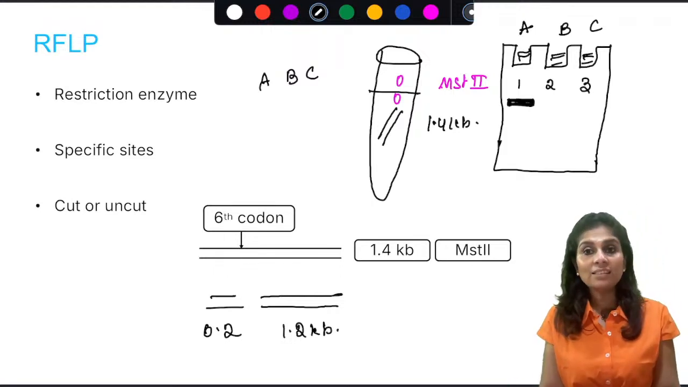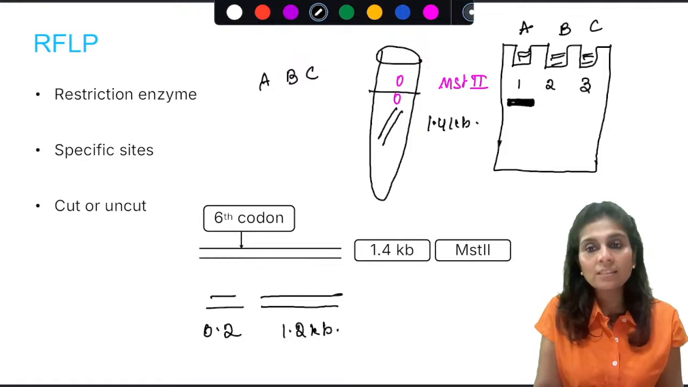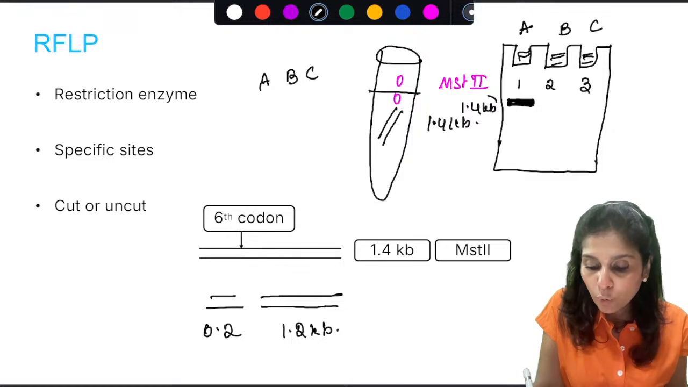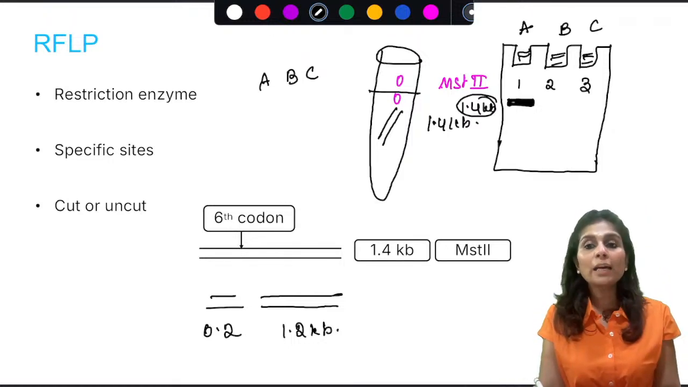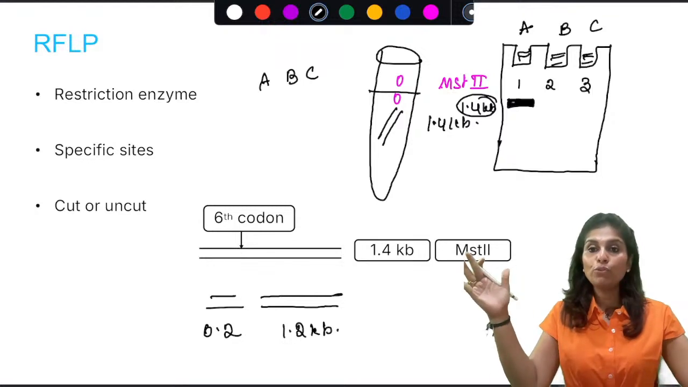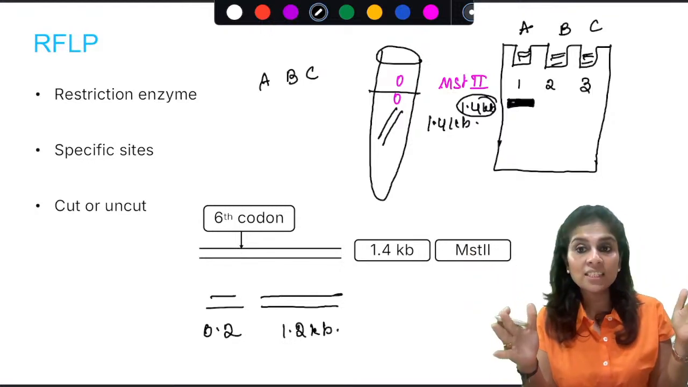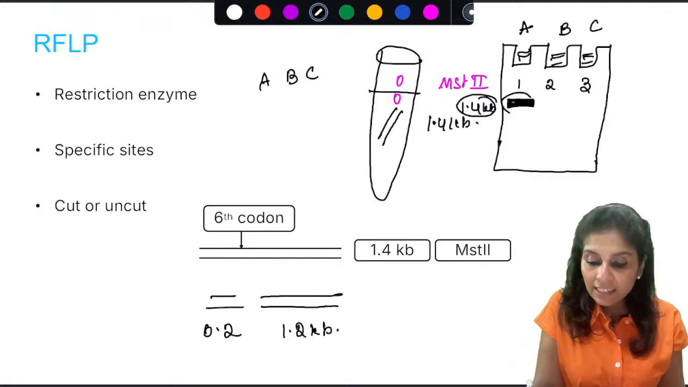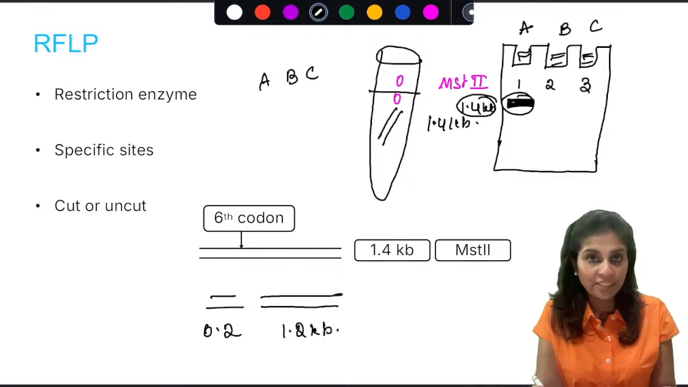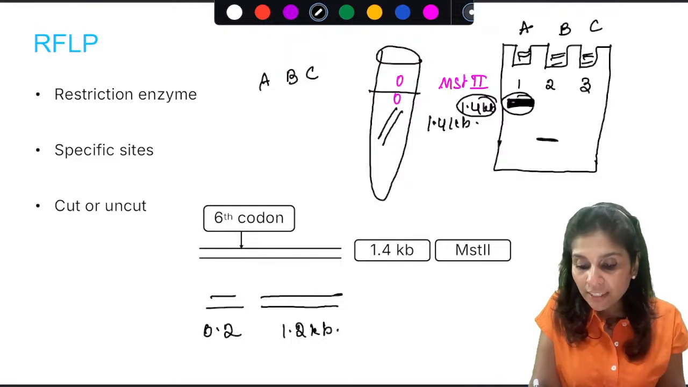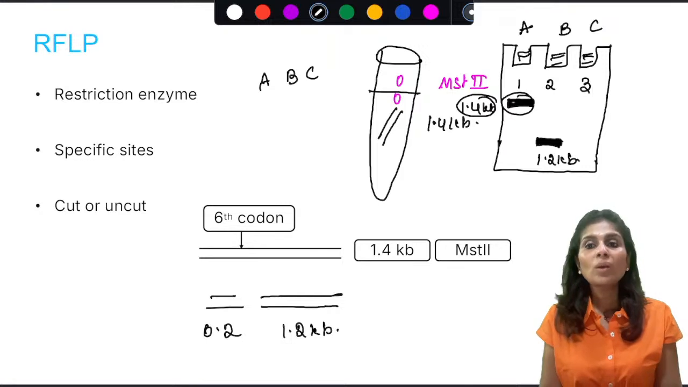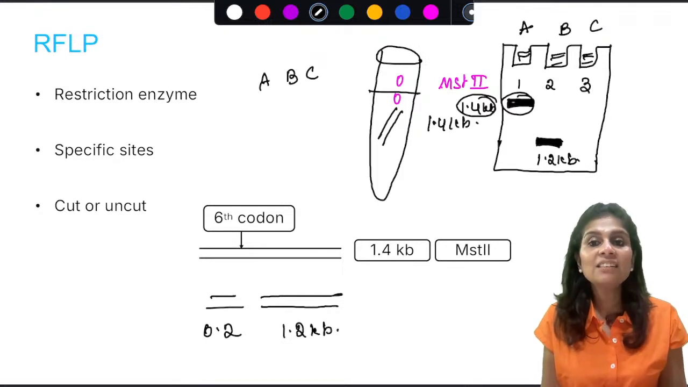Longer fragments cannot move and shorter fragments move faster. And person A's restriction digest moves only till this. I know if a fragment moves till this, the length is 1.4 kilobase pair, which means it is not cut. What does it mean if it's not cut? It means it is mutated. In this case, I know that this person has got mutation. Okay. Person B's restriction digest moves and stops here. I know that if a fragment stops here, the length is 1.2 kilobase pair, which means it is cut. If it's cut, it is normal.